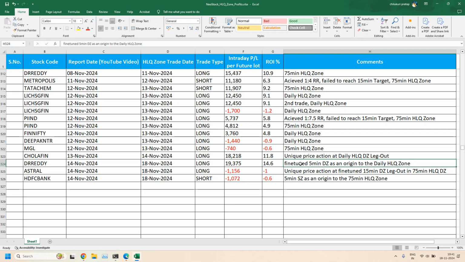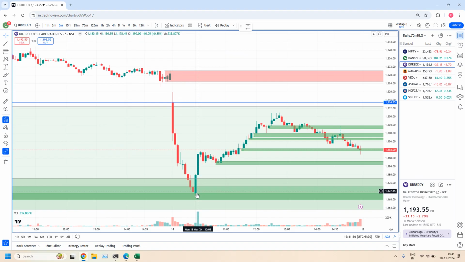Why are we saying this is a fine-tuned demand zone? Because at the distal line, you have a 75 minute zone confluence, in that you again have a 15 minute zone confluence, and in that again you have a 5 minute zone confluence. That 5 minute zone is acting as a horizon at the distal line of the daily high liquidity zone. So it's a mix of two concepts. That's why the trade is even more powerful. Such kinds of trades we should not miss. Such trades always give you huge profits.